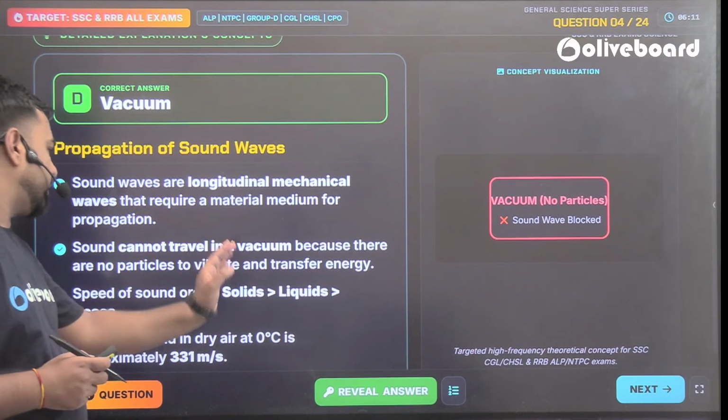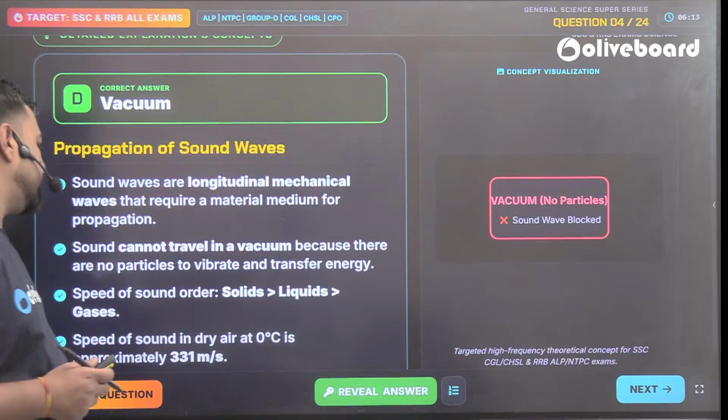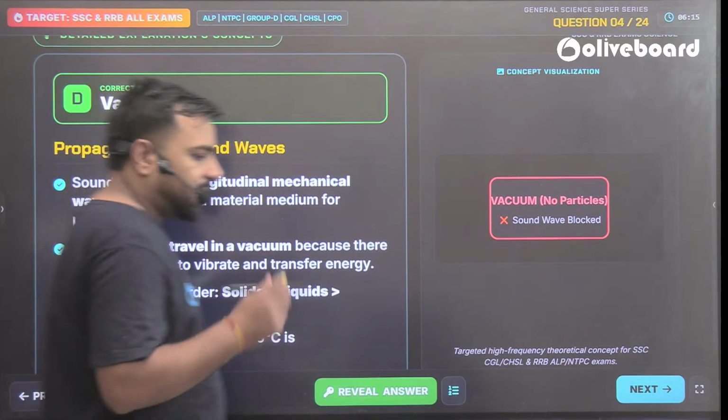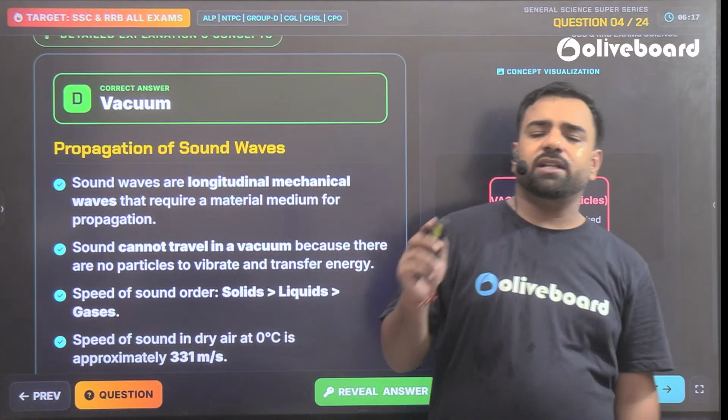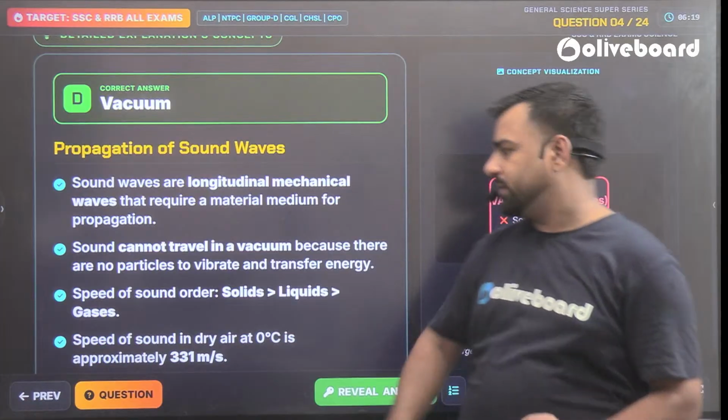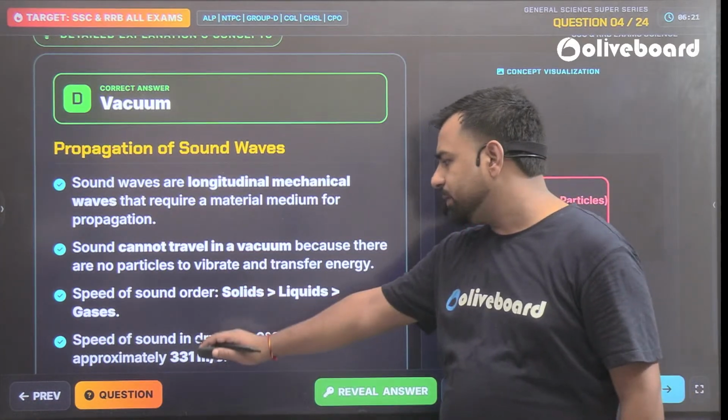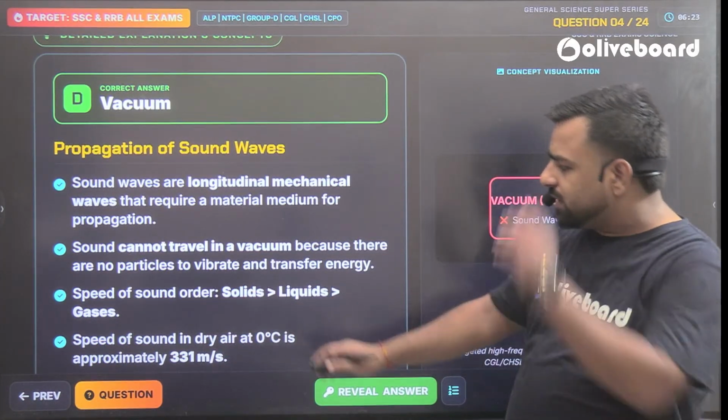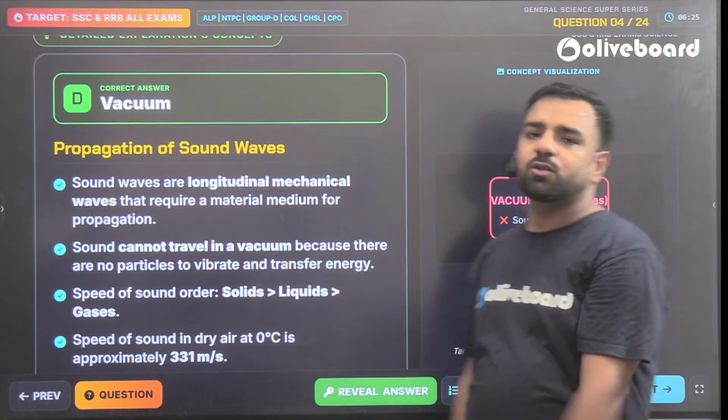It cannot travel through vacuum, and the order is given as solid, liquid, and then gas, right? And one more thing, the speed of sound in air is 332 meter per second. That's what is mentioned here. Speed of sound in dry air is 331 meter per second at 0 degree centigrade.